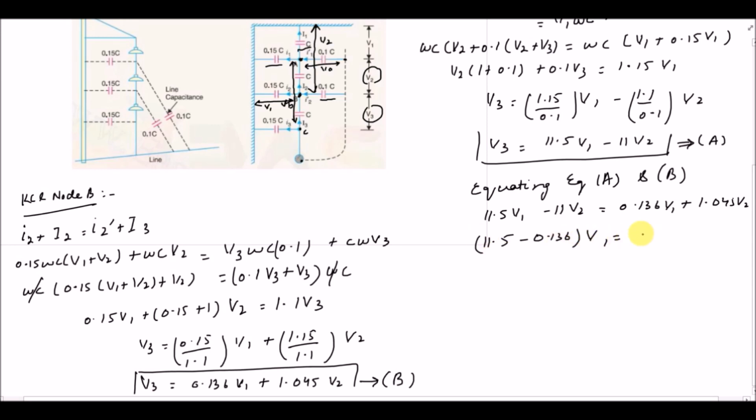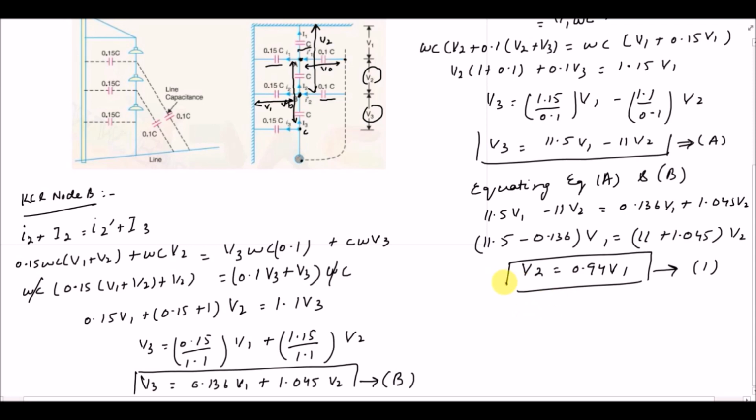V1, it is equal to 11 plus 1.045 into V2, and the final value of V2 will be 0.94 V1. So this is the value of voltage V2 in terms of V1.